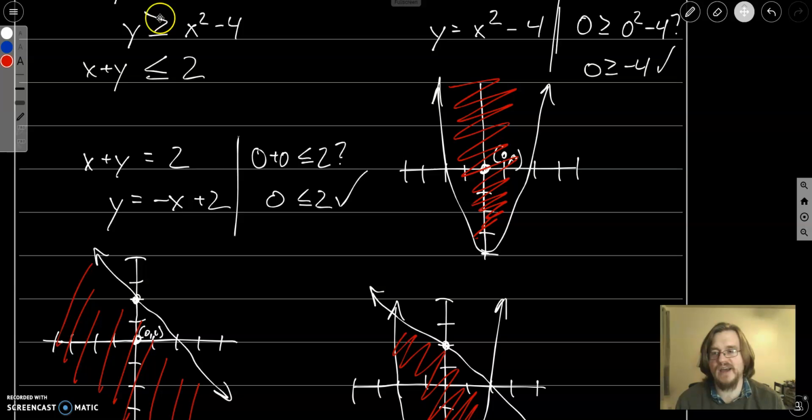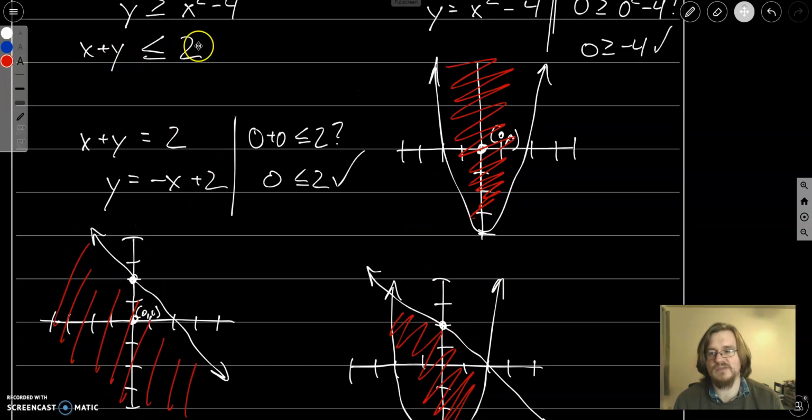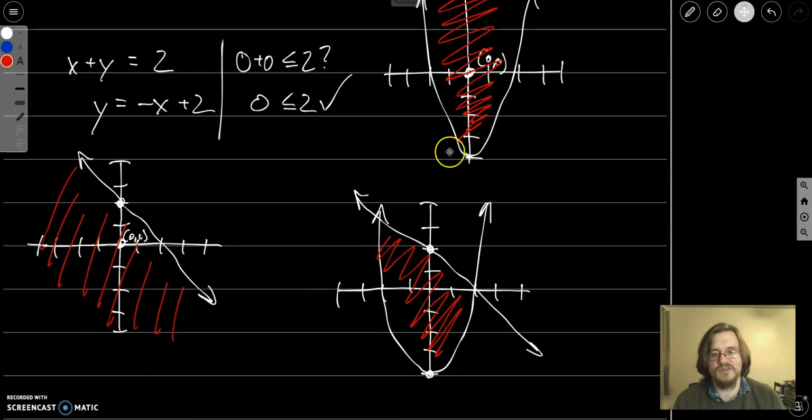So again, all we're doing is we're looking at our two inequalities. We're looking for y is greater than or equal to x squared minus 4, which is everything up here. We're looking for everything where x plus y is less than or equal to 2. And where they overlap, where there are solutions to both inequalities, is right here in the middle. So I'll do one more video where I'll look at more than two inequalities.